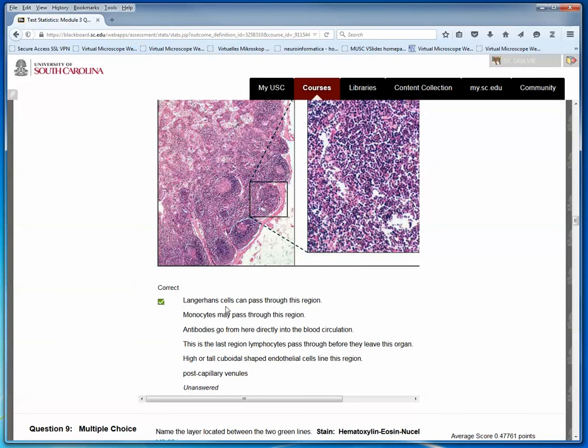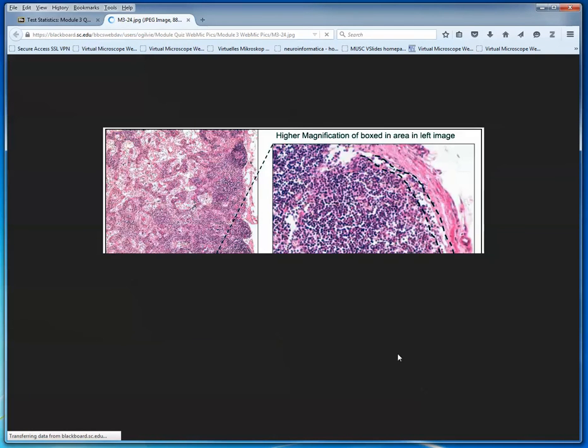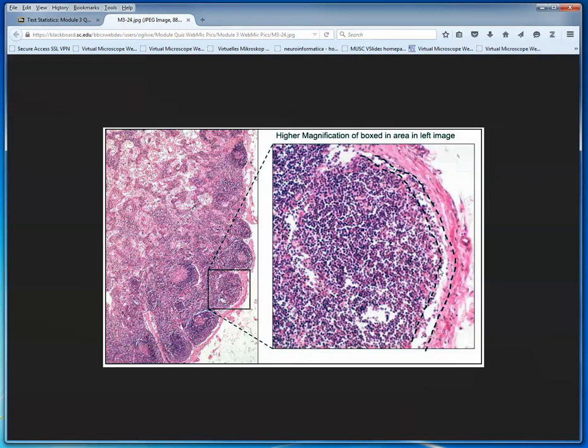Okay, very few got the correct answer to this question. It was Langerhans cells can pass through this region. All right, let's look at this. It says choose the true statement about the region of this organ between the dotted lines on the right. Now, I need to magnify this so you can see what I'm talking about. It's talking about this. So here you have a medulla, and you have a cortex, you have nodules, you have a germinal center, got to be a lymph node.